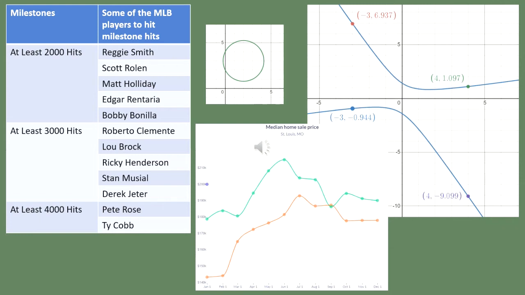So here we have an example in which we have three categories that would consist of our domain: at least 2,000 hits, at least 3,000 hits, at least 4,000 hits, and all of those domain elements are being mapped to more than one element in the range. The range are the baseball players, and there's really hundreds of baseball players that have had at least 2,000 hits. I have selected just a few that you could map at least 2,000 hits to.